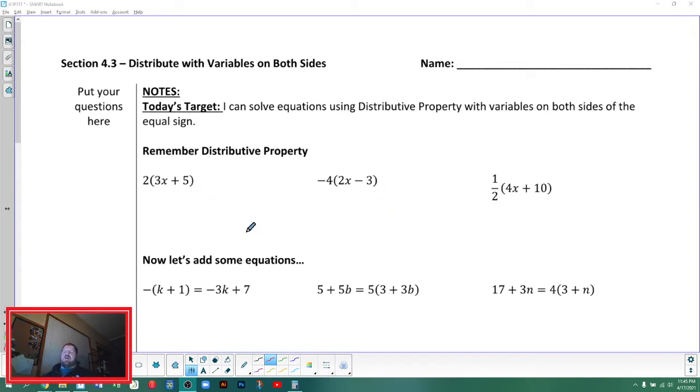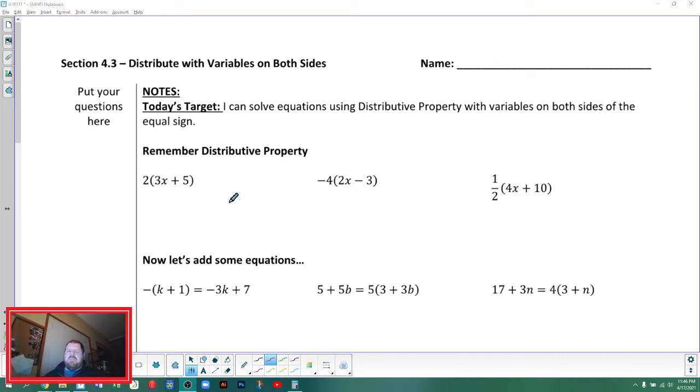Today we're going to look at kind of the granddaddy of them all. We've got variables on both sides, we've got distributive property, we have a lot of stuff to take care of. Again, this is probably going to be the toughest equation solving that we have, at least the most steps anyways. We might get to some tougher equations, but only by adding different operations in there. So, some things to remember.